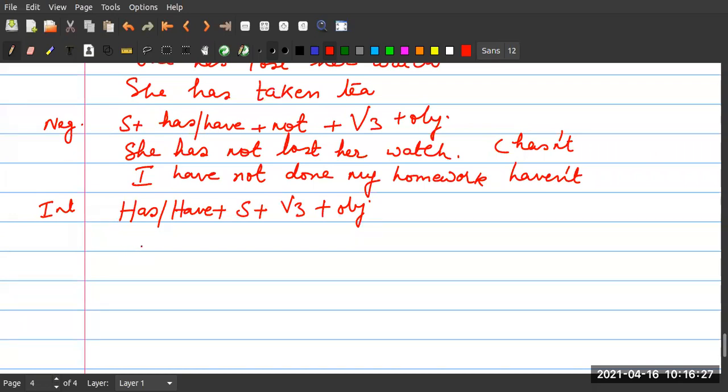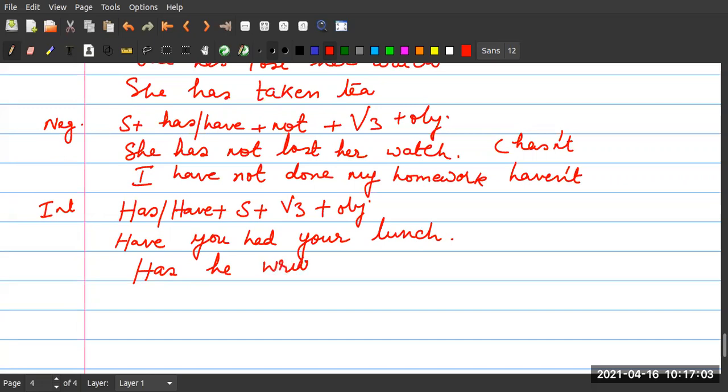Give an example of a sentence in present perfect interrogative. Have you eaten your lunch? For lunch, you don't use eaten. Have you had your lunch? Another example? Has he written the letter? Okay, very good. Has he gone to Delhi? Yes, very good. Has she gone to Delhi? Have you ever seen a peacock? Yes. Has he gone?